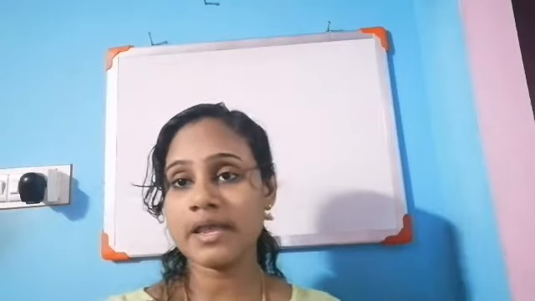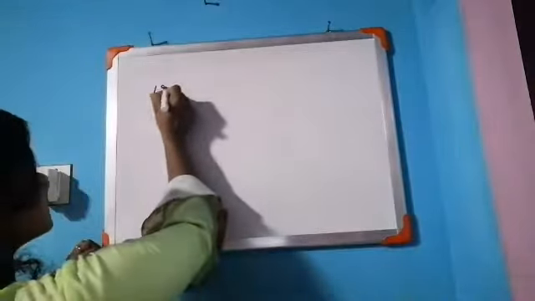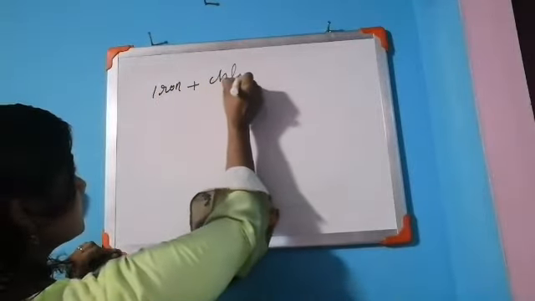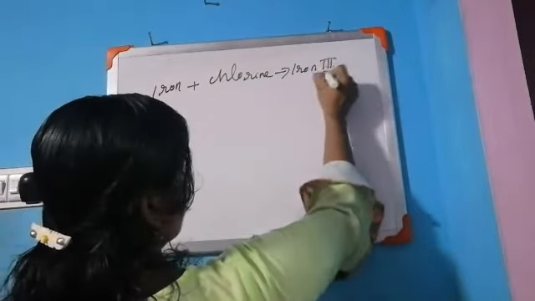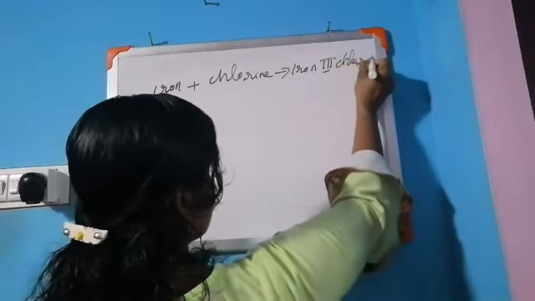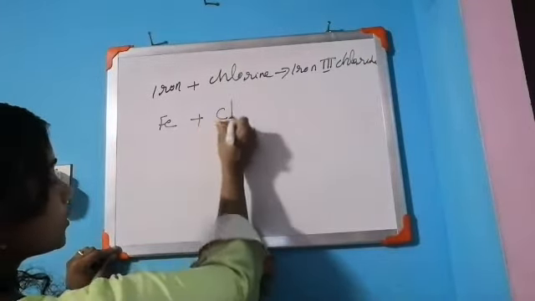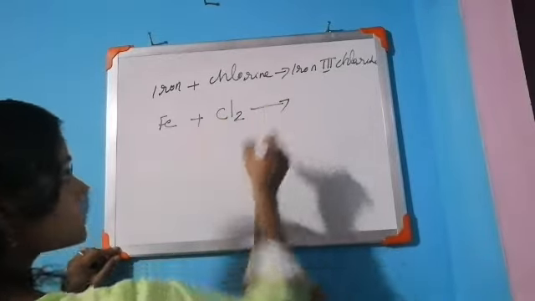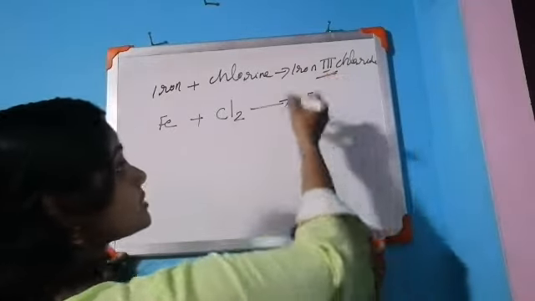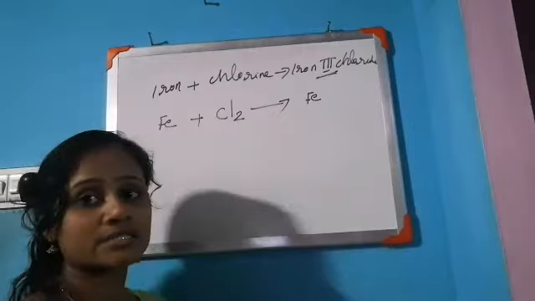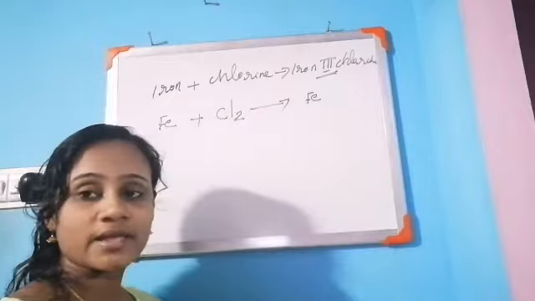Next example: iron reacts with chlorine to form iron 3 chloride. Symbol of iron is Fe, plus chlorine is a diatomic molecule, so Cl2, gives iron 3 chloride. This Roman numeral 3 means the valency of iron. So here the valency of iron is 3.